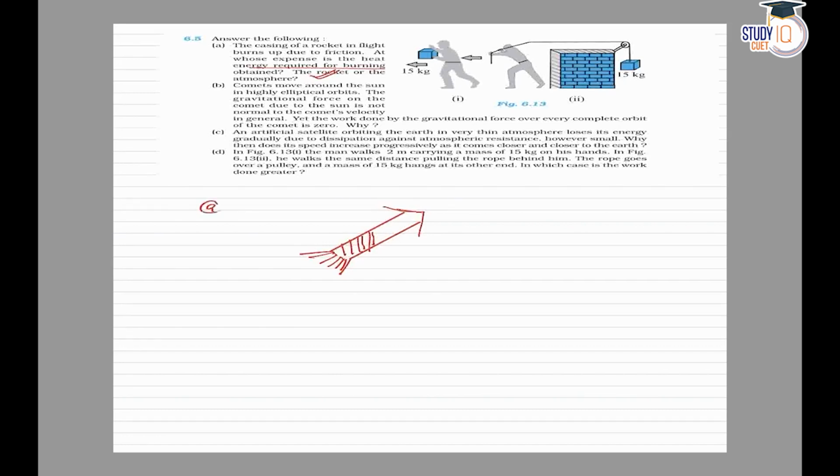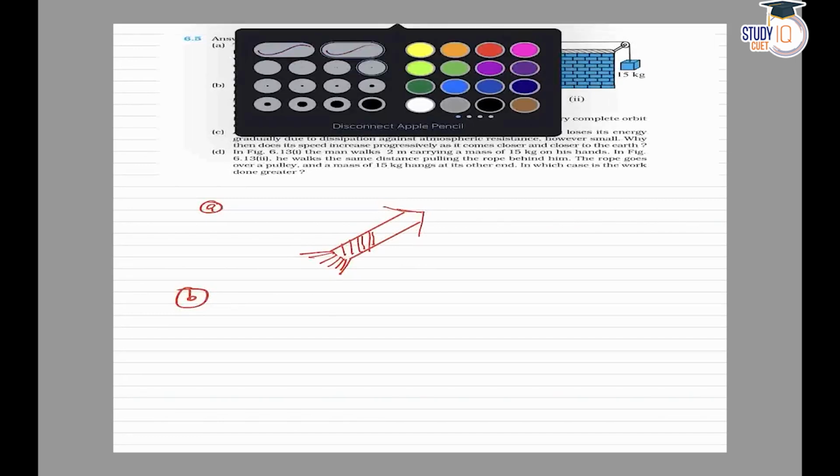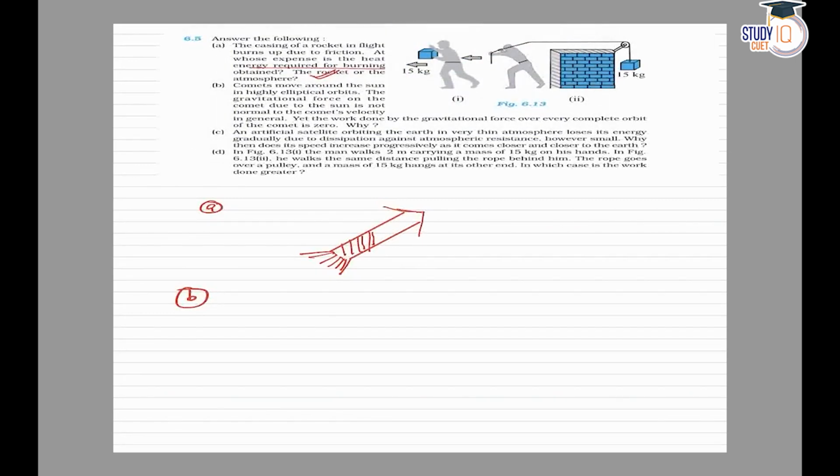The second part, which is part B, says that a comet moves around the Sun in an elliptical orbit. The gravitational force on the comet due to the Sun is not normal to the comet's velocity, yet the work done by the gravitational force is zero in a complete orbit.